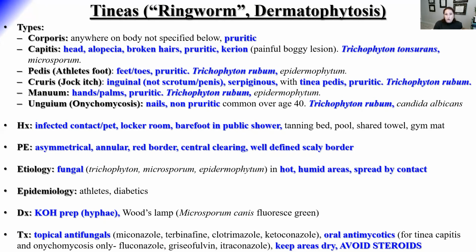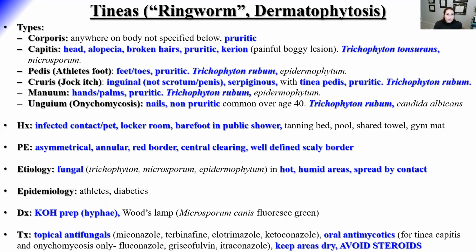KOH prep is going to show hyphae. That's the diagnostic test for this, is a KOH prep. Wood's lamp is another useful tool. The Microsporum canis will fluoresce green when you use that Wood's lamp. We treat these with topical antifungals. Some example of that would be like a miconazole, and a lot of these are over the counter.